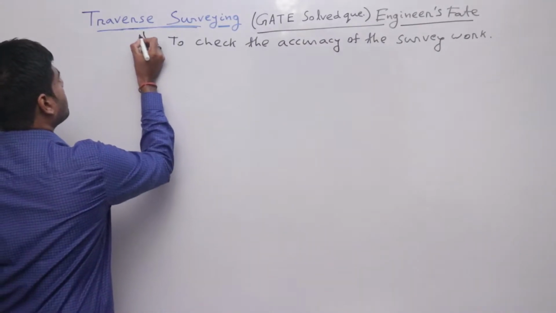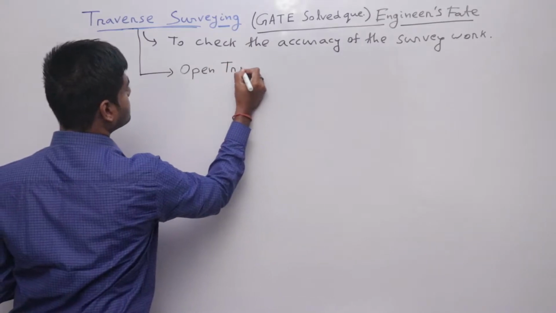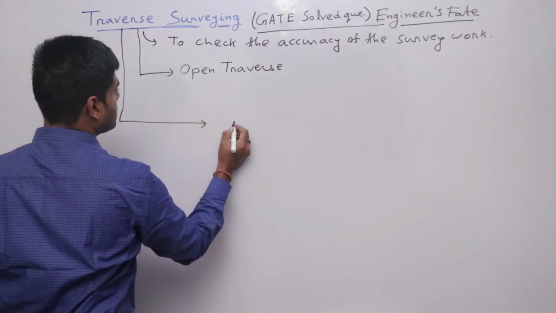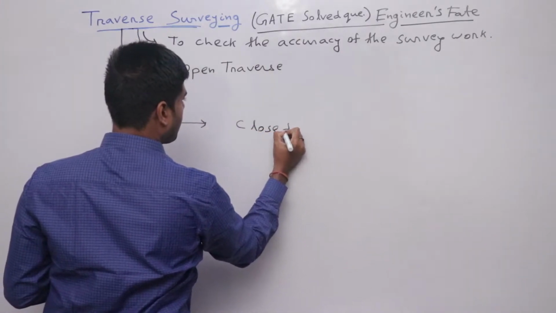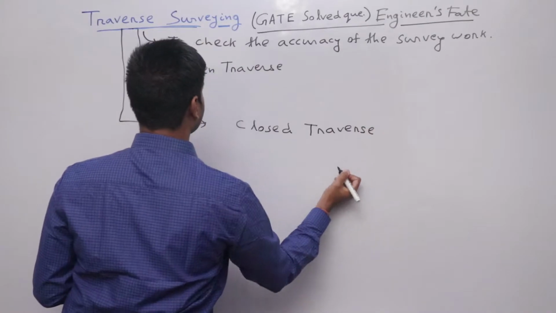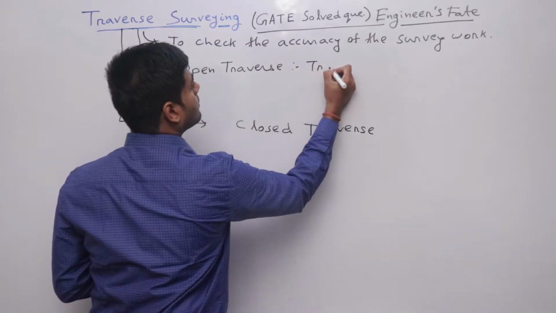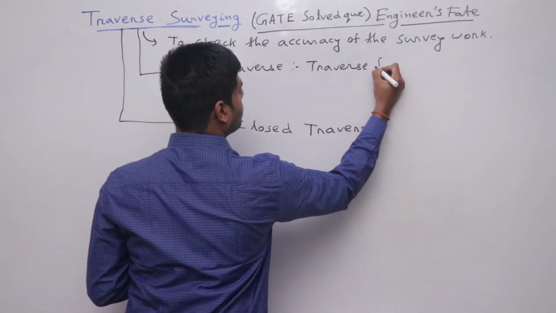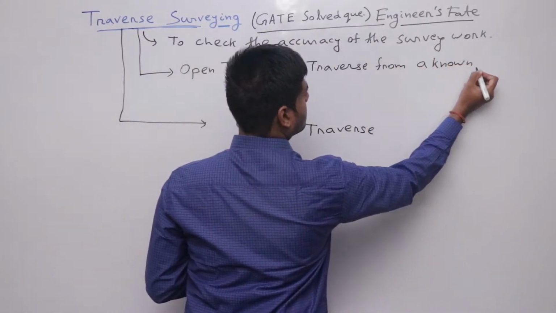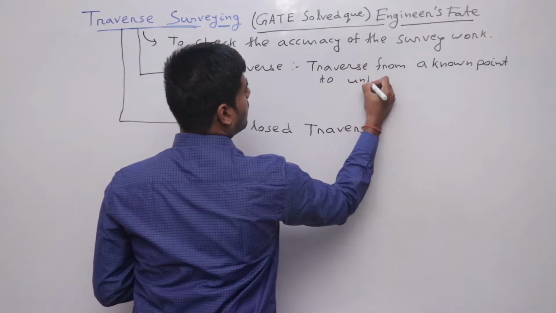So traverse survey is of two types. The first one is open traverse and the second one is closed traverse. So in open traverse, what does it mean? Traverse from a known point to an unknown point.